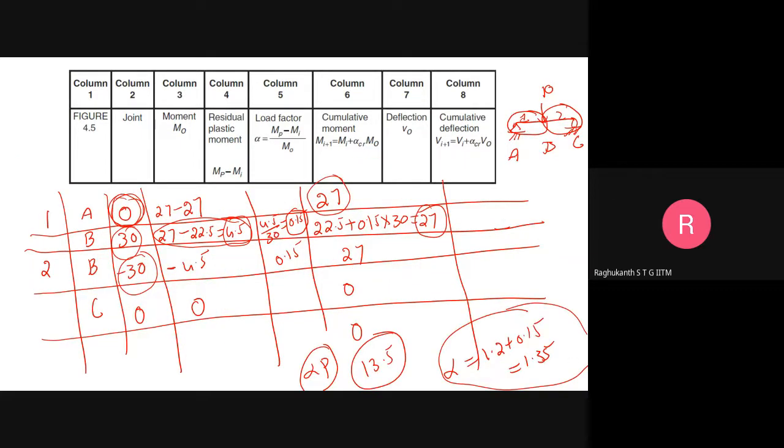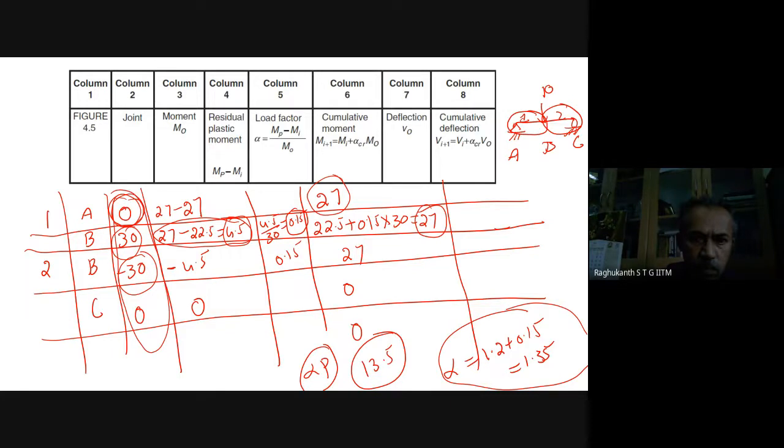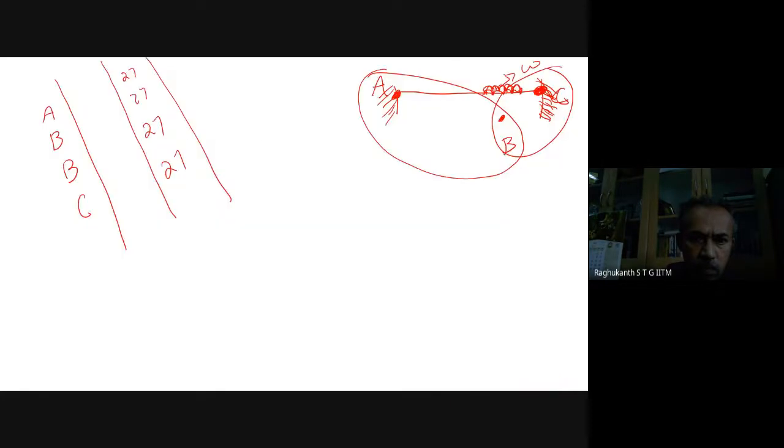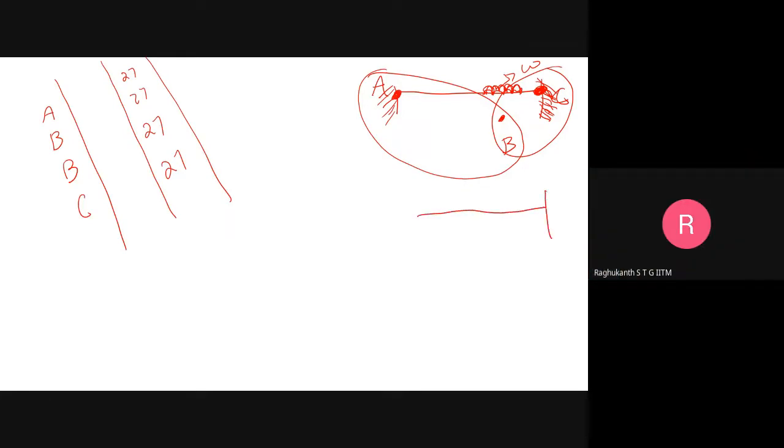Now in stage two, you find out the bending moments once again, but the mechanism is different. If it is a fixed beam, let us say the hinge has formed here. Then this beam becomes like a propped cantilever. So this becomes a propped cantilever kind of thing. This is your stage two of the analysis.